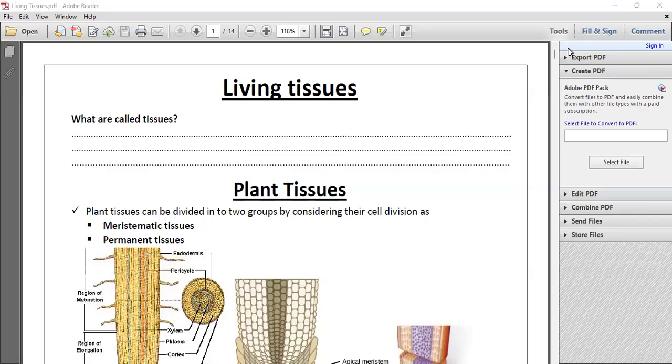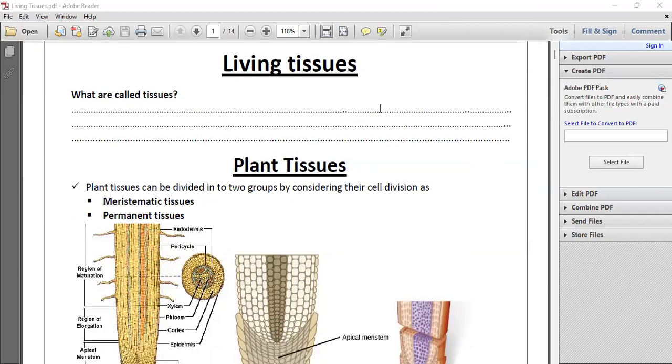Right. Now you need to talk with me because this is a bio lesson. So we need to have a discussion, a good conversation. Otherwise, this is going to be very difficult for you to study without having an idea about what we're talking about, right? Okay. So we're going to talk about living tissues. Basically, we'll be talking here about plant tissues and animal tissues.